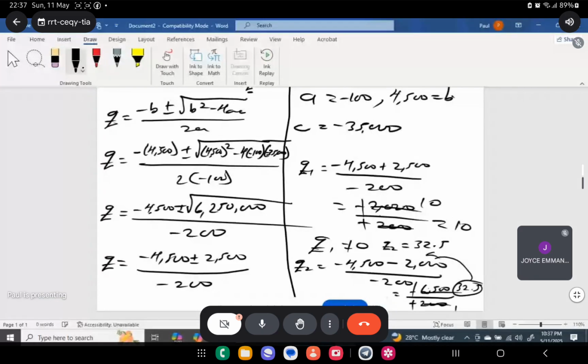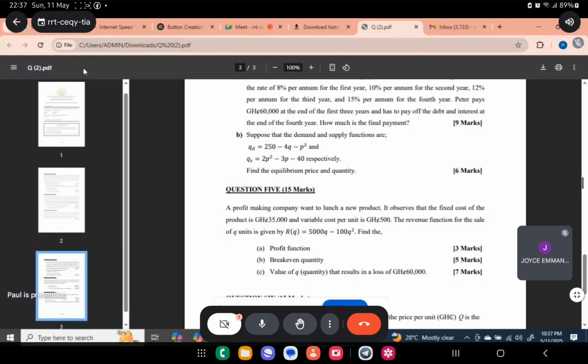So the output levels at which we are breaking even is either 10 or 32.5. Please, that's part B. Do you have any question with that?